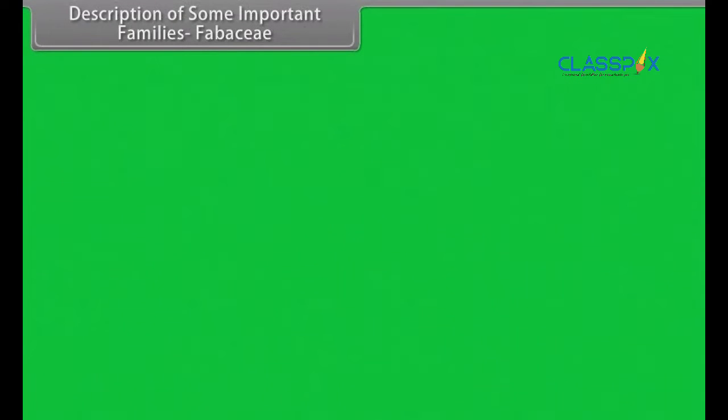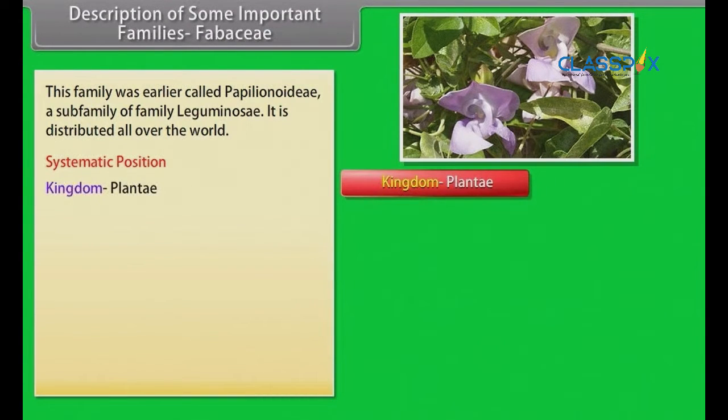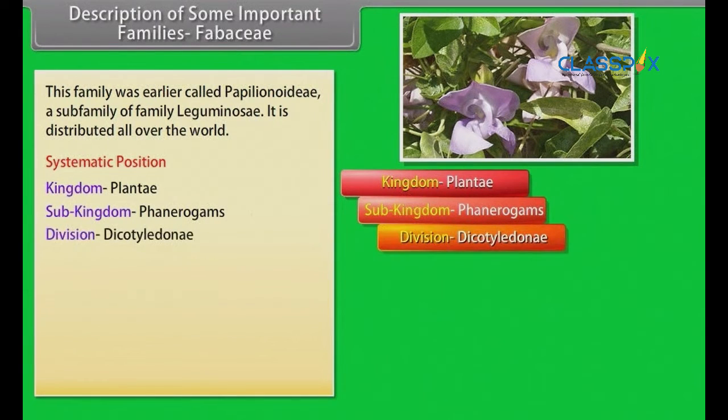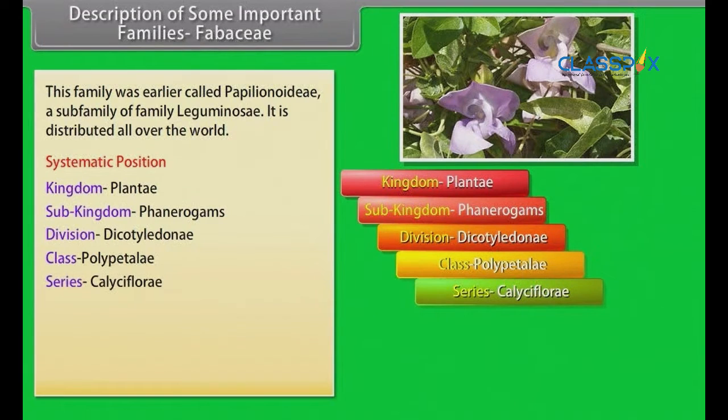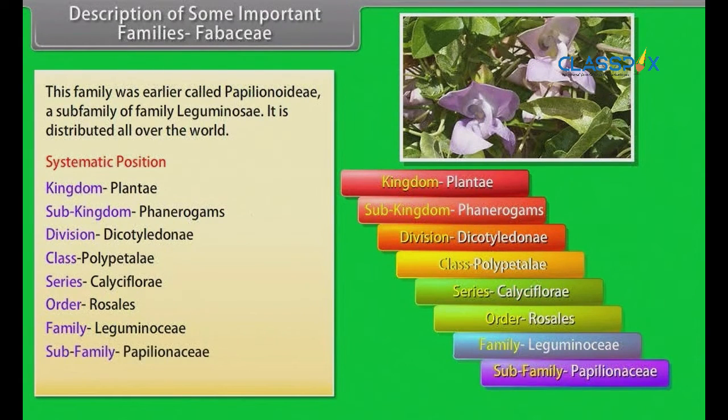Description of some important families. Fabaceae. This family was earlier called Papilionatae, a subfamily of family Leguminosae. It is distributed all over the world. Systematic position. Kingdom Plantae. Subkingdom Phanerogamae. Division Dicotyledonae. Class Polypetalae. Series Calyciflorae. Order Rosales. Family Leguminosae. Subfamily Papilionatae. Family Fabaceae.